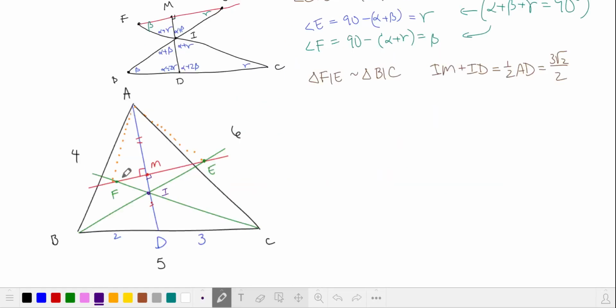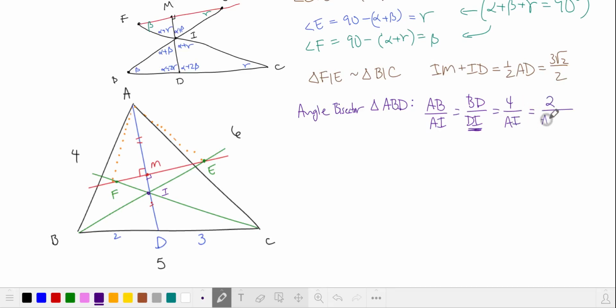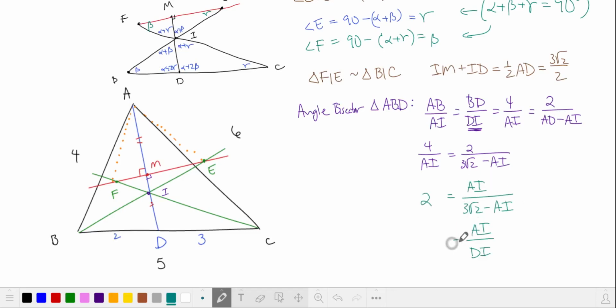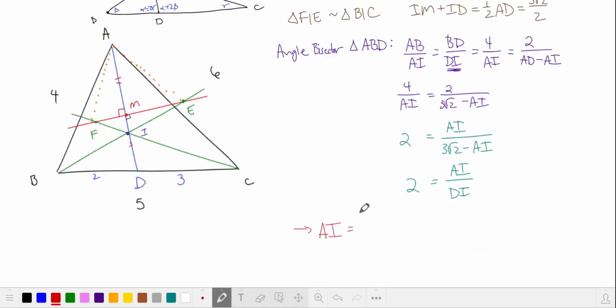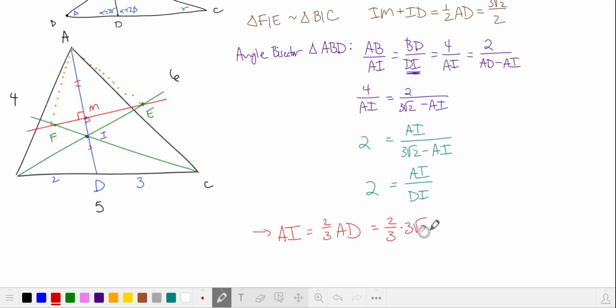Let's find IM, the height of this triangle FIE on top, by using the angle bisector theorem on triangle ABD. We have AB over AI is equal to BD over DI. Filling in some of these distances, DI is AD minus AI. Multiplying by AI and dividing by 2, we get this. So AI over DI is equal to 2. So AI is 2/3 of AD, which was 3 root 2. So AI is 2 root 2.